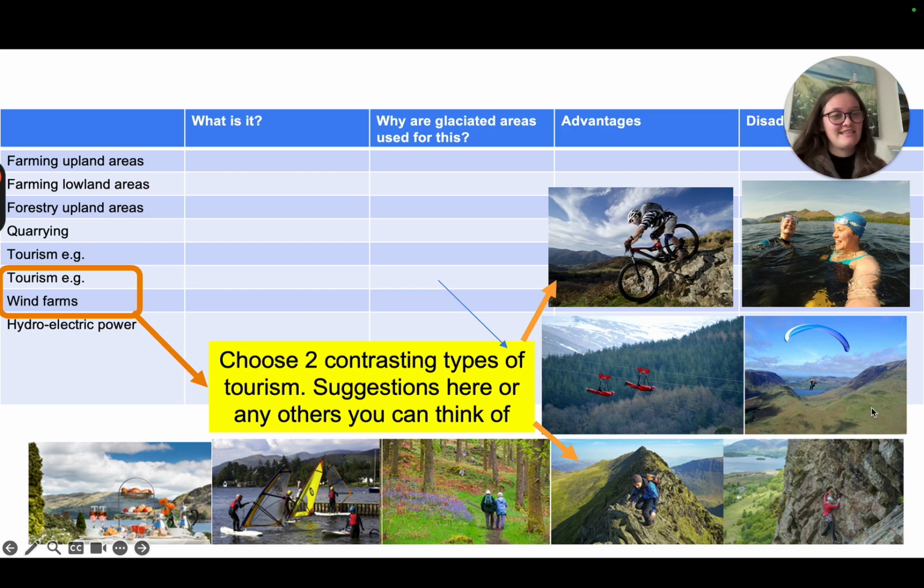There's also, I've forgotten the name for it, like diving and flying across the valleys in the Lake District. Zip World is also in the Lake District. Hiking, climbing, or leisurely walks, or even water sports activities as well. So choose 2 of them. Pause this video, fill it in, and then we'll move on.